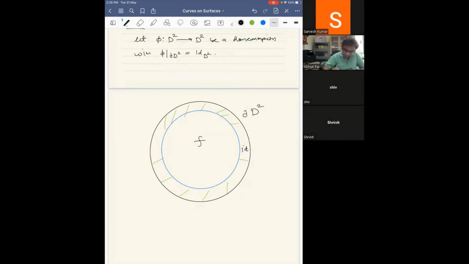First, your map is the identity on the boundary, and on the whole disk it is F. Then you look at this green portion, and you continuously change it. On this small annular region your map is the identity, and in the rest of the place it is F. Then this green region will grow and grow, so you just push it.